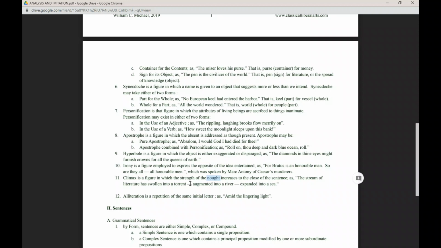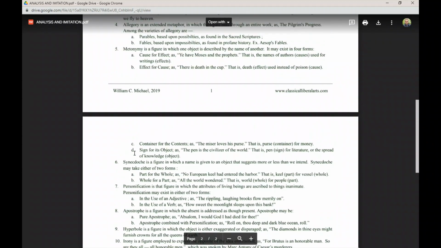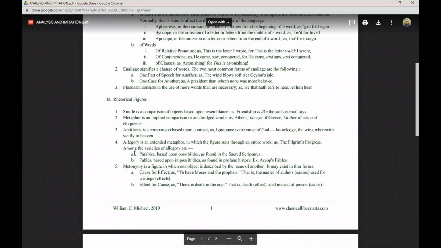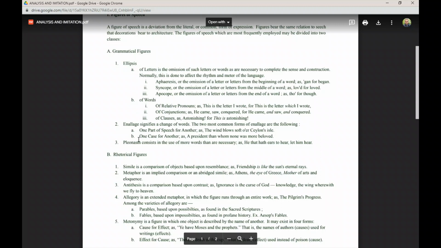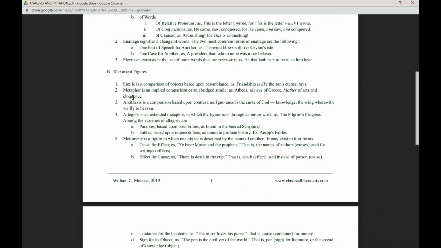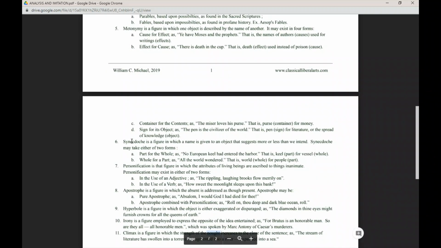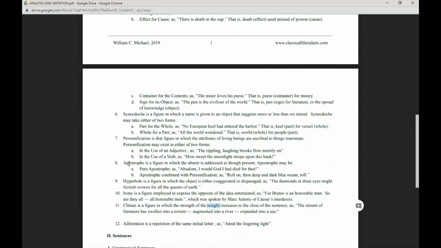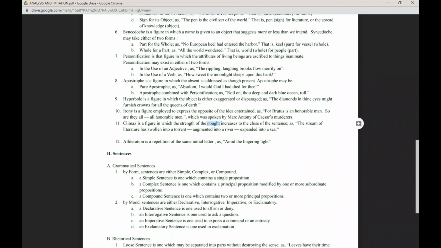Alliteration. So those are the 12 rhetorical figures of speech that we're looking for. We studied 3 grammatical figures, ellipsis, analogy, and pleonasm, and we studied 12 rhetorical figures: simile, metaphor, antithesis, allegory, metonymy, synecdoche, personification, apostrophe, hyperbole, irony, and climax, and lastly, alliteration. Those are the 12 rhetorical figures.